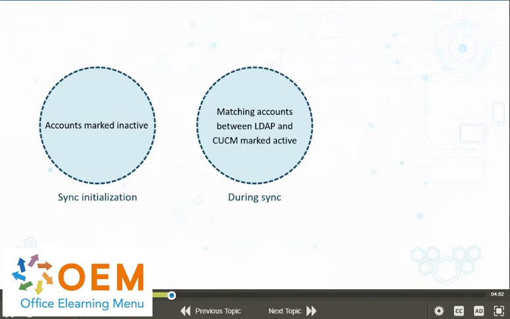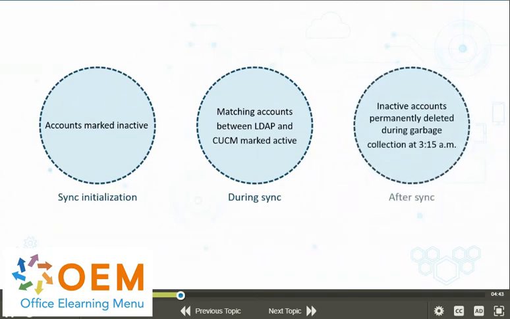The sync occurs based on synchronization agreements. This is a schedule for synchronization to begin, a period of resync, and then after sync. Here, accounts that are left over in the CUCM database as inactive are deleted during a process known as garbage collection. This occurs at 3:15 a.m. every day. When a change is made to Active Directory, full sync occurs at the configured time.